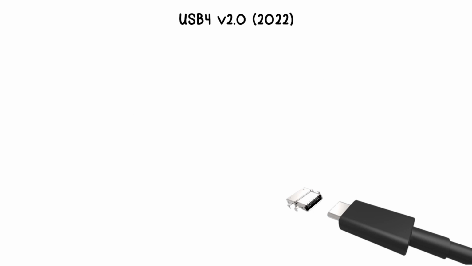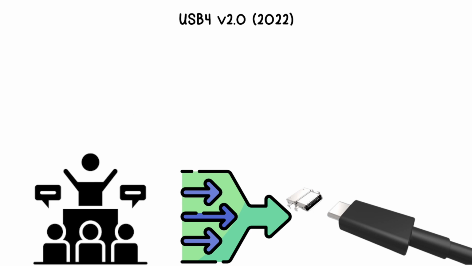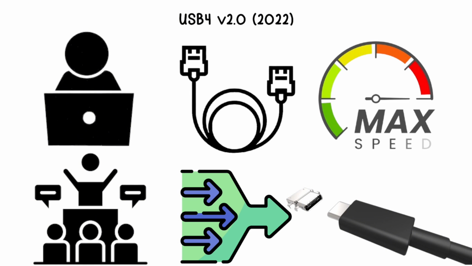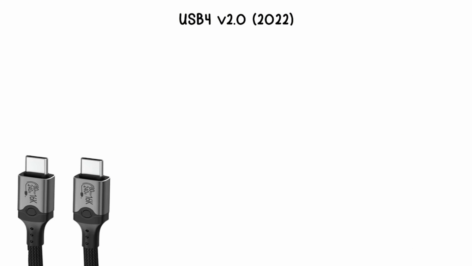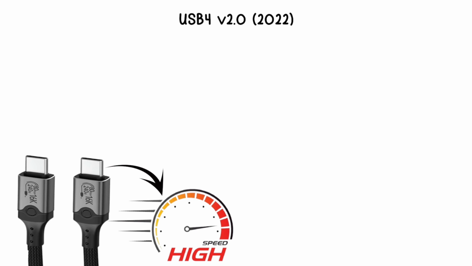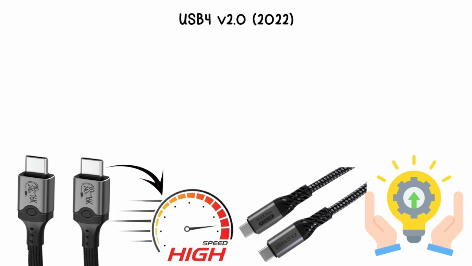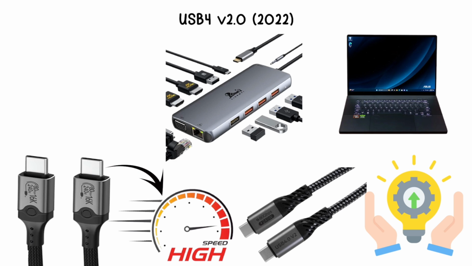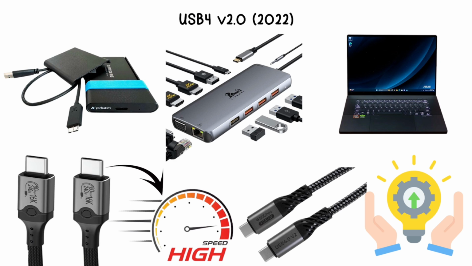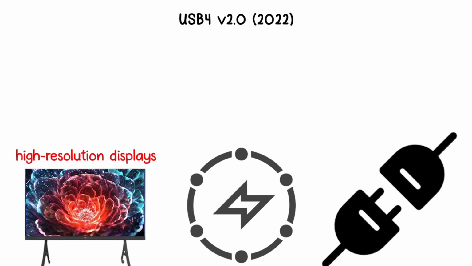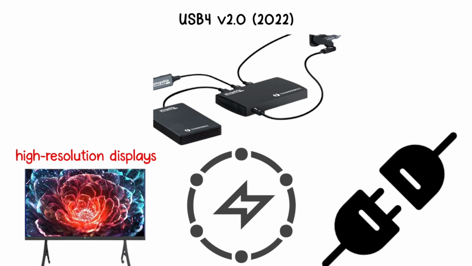The update also simplifies the USB naming conventions, though users must still ensure they use certified cables to achieve the maximum speed. With its ultra-high speed and versatility, USB 4 v 2.0 is positioned as the future standard for laptops, docking stations, external SSDs, and high-resolution displays, enabling faster workflows and more reliable connectivity across a broad range of devices.